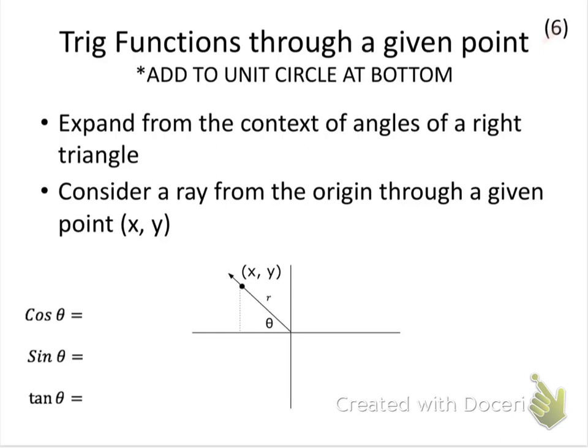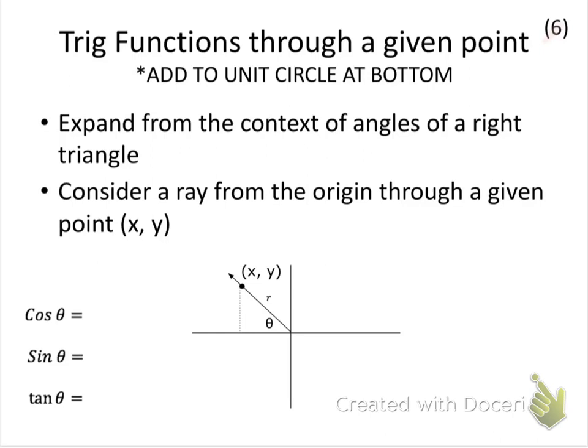All right, so we want to be able to figure out our trig identities if we are given a coordinate point. So we want to expand from the context of angles of a right triangle. We're going to consider a ray from the origin through a given point x comma y. And this point could really be anywhere. So we're just at this point trying to get a rough understanding of what our triangle should be, what our trig functions are going to be in terms of x and y.